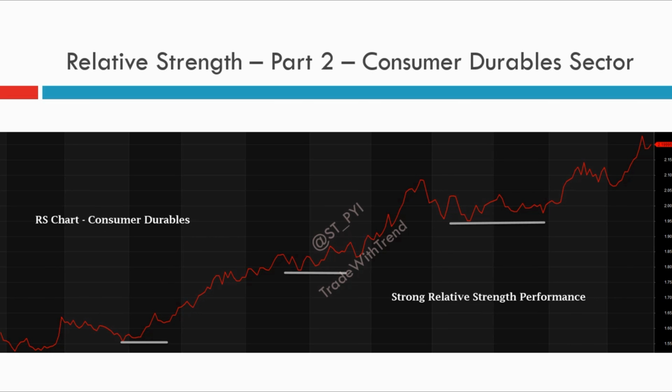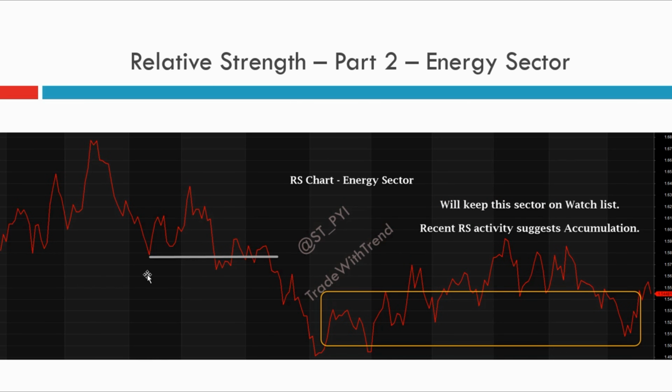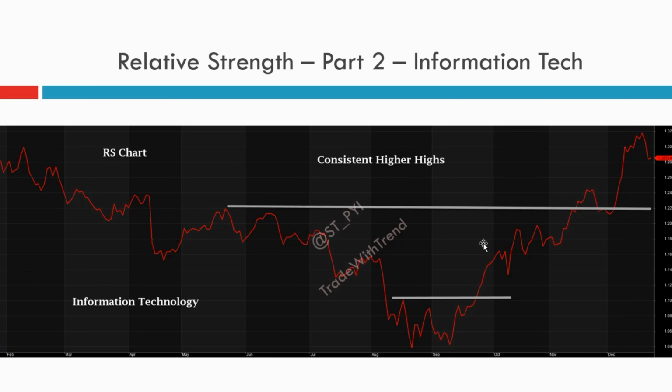The second sector obviously is the energy sector, because we are not seeing a consistent formation of lower lows and lower highs. So this is one sign of accumulation. And another sector that we have seen is the information technology sector. This is the chart for it, right? So I hope I'm clear. So let us move to the next chart.